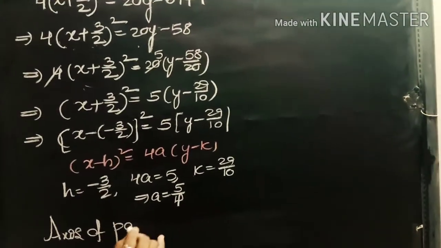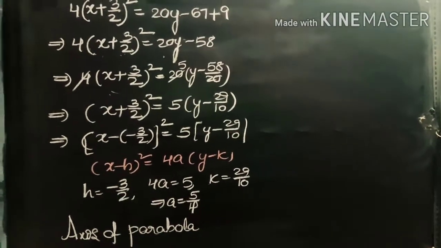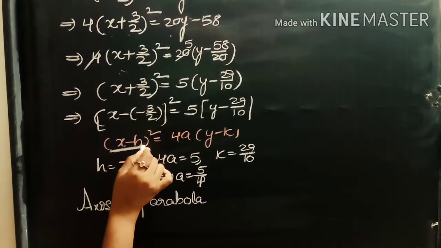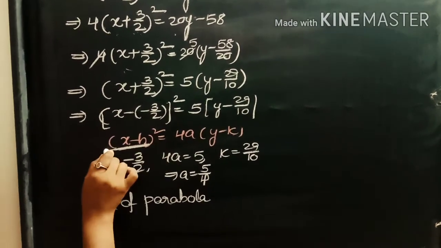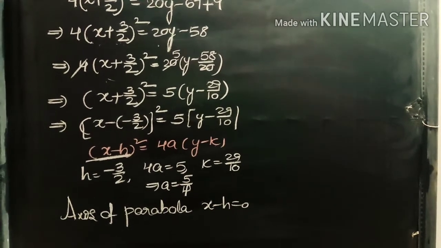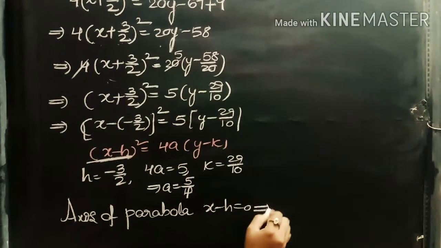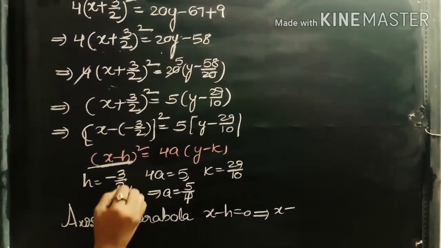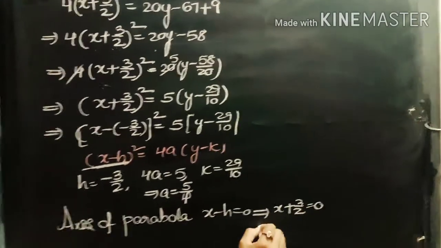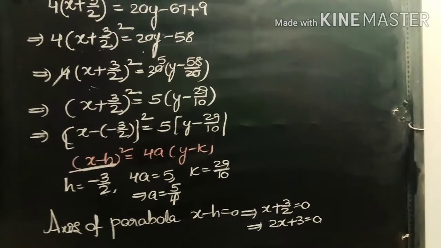Axis of the parabola, we have already learnt about these formulas in the last class. The axis of the parabola is nothing but we take the left hand side value, that is x minus h is equal to 0. This is the formula for the axis of the parabola. So the axis of the parabola is x minus h equal to 0. That is x minus h value. h is equal to, here we have minus 3 by 2. Minus of minus, plus 3 by 2 equal to 0. By taking LCM we get the answer 2x plus 3 equal to 0. This is the axis of the parabola.